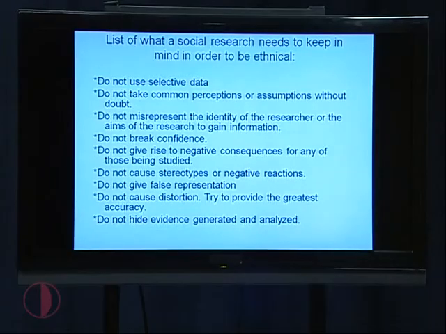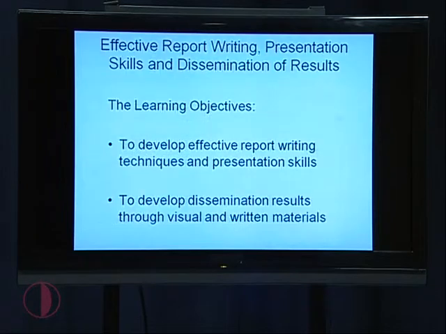So, the list of what social research needs to keep in mind in order to be ethical is: don't use selective data, don't take common perceptions or assumptions without doubt, do not misrepresent the identity of the researcher or the aim of the research to gain information, don't break confidence, don't give rise to negative consequences for any of those being studied, don't cause stereotypes or negative reactions, don't give false representation of your research or of yourself, don't cause any distortion, try to provide the greatest accuracy, and don't hide evidence generated or analyzed.